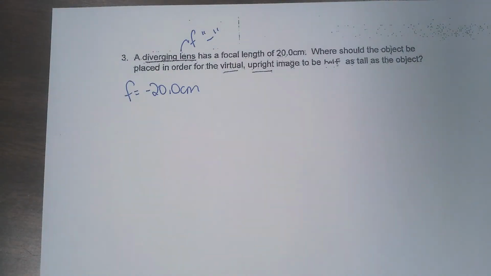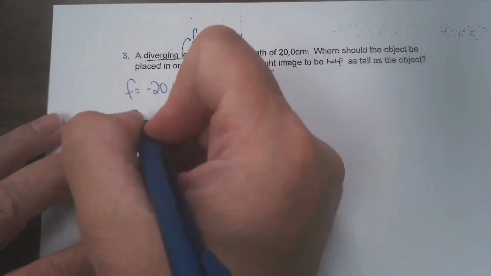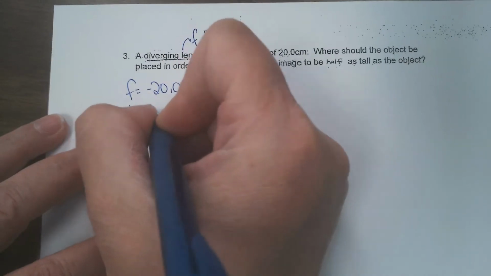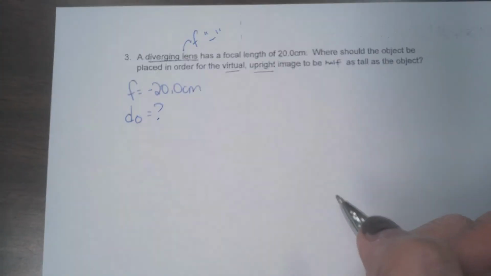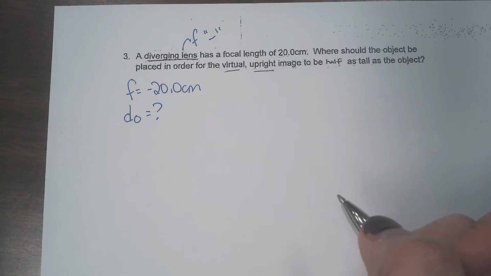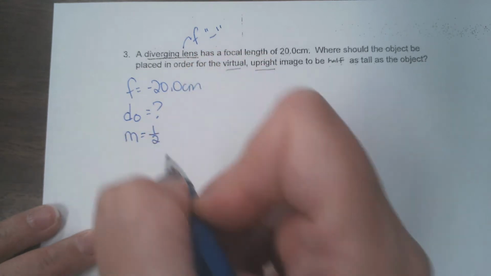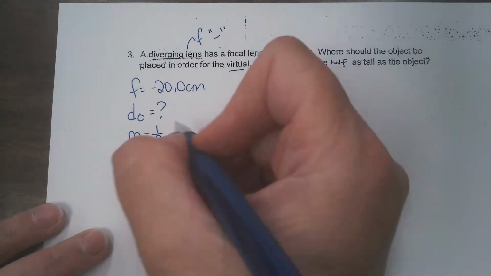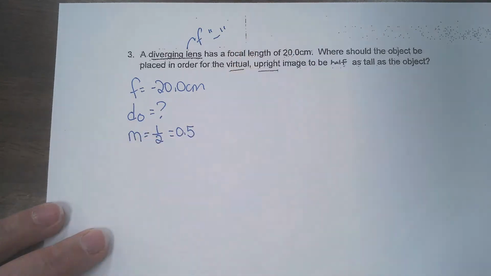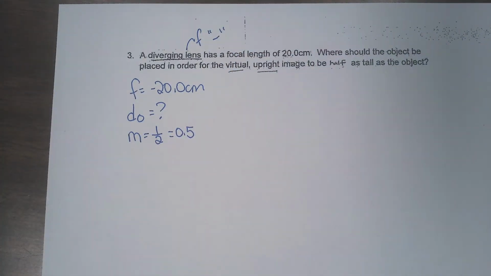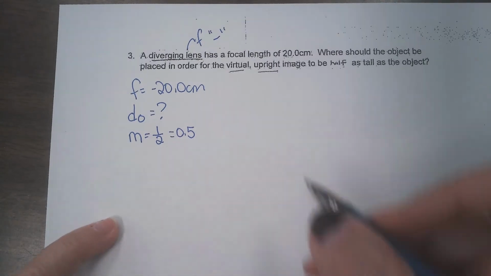Where should the object be placed for the image to be virtual and upright and to be half as tall as the object? Well, it's asking us, where should the object be placed when the image is virtual, upright, and half as large? Magnification is going to be 0.5. So we can look at this in one of two ways. Where do we find DO?